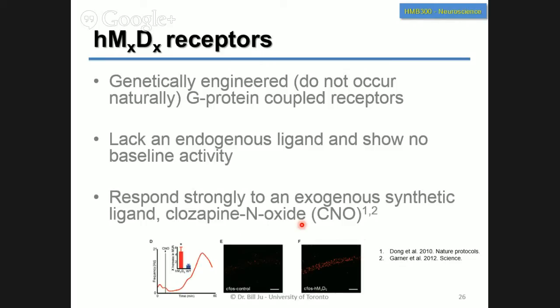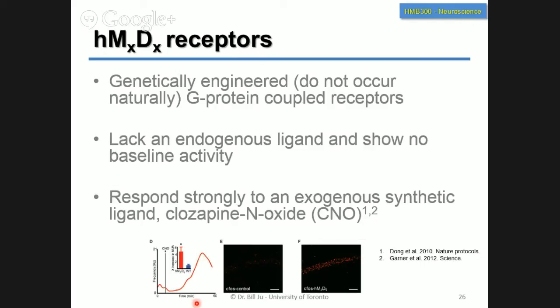The drug itself doesn't even look or mimic a neurotransmitter that you would normally have. This ligand is called CNO, and this is clozapine N-oxide. It's something that you inject into the animal to activate these receptors if they get expressed. So you can see that in the hippocampus, for example, you get good expression in red of this particular G protein coupled receptor, and then you can see the activation takes a little bit of time.